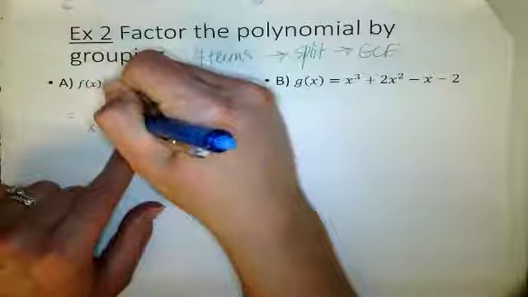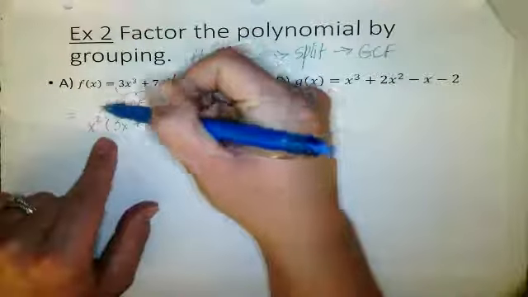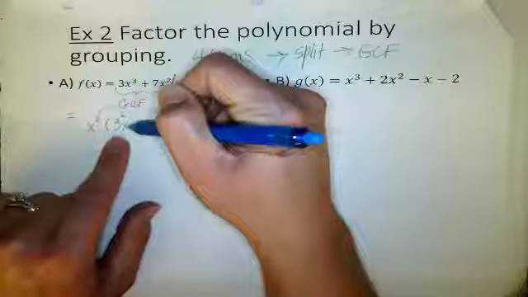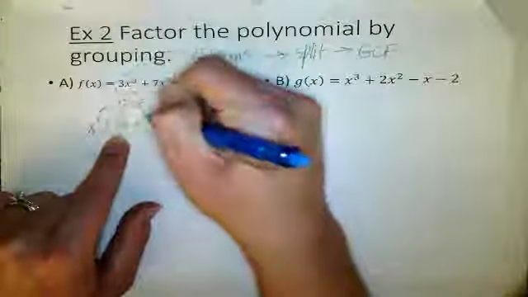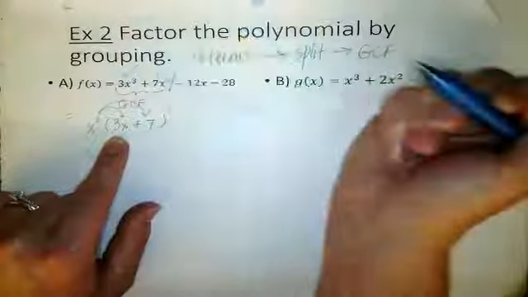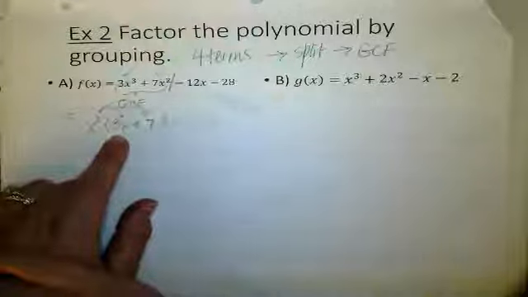Distribute it out. Yeah, so all we're doing is undistributing. So you can check by distributing. X squared times 3x gives us 3x cubed. X squared times 7 gives us 7x squared. So we're really just distributing in reverse, undistributing.